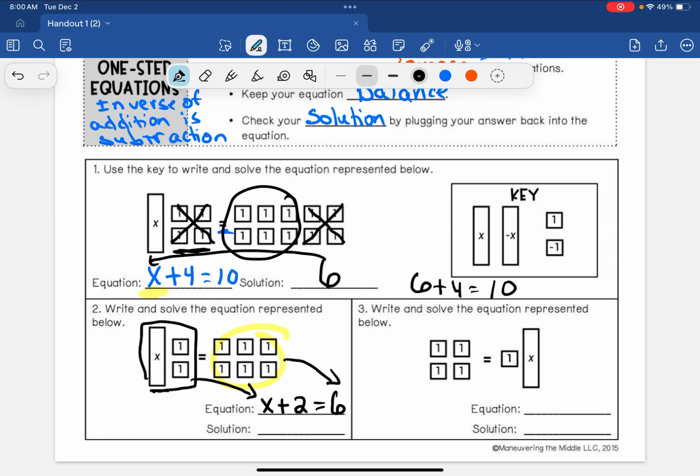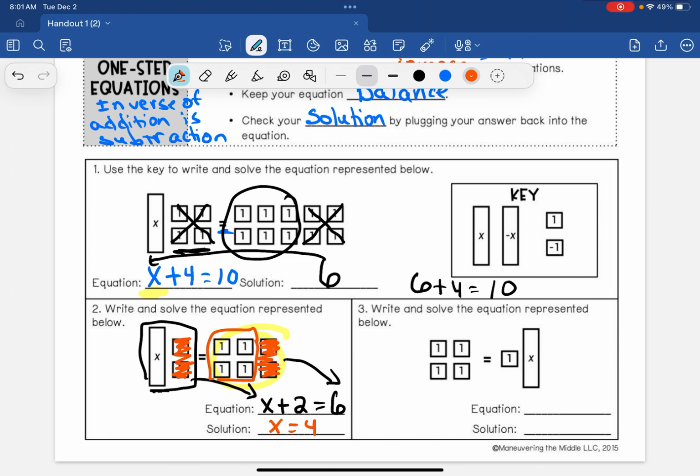Now we have to do the opposite to solve it. So the opposite of addition is take away. So we're going to take away 2 of the ones on this side to get x isolated. But if I take away 2 on one side of the equal sign, I have to take away 2 on the other side. We have to keep it balanced. So we take away 2. We now have 4 left. So we can say x is equal to 4.